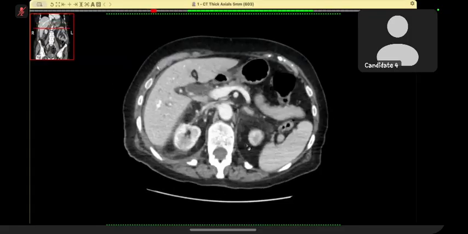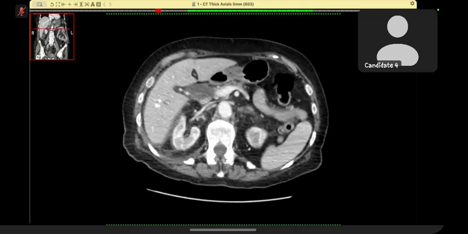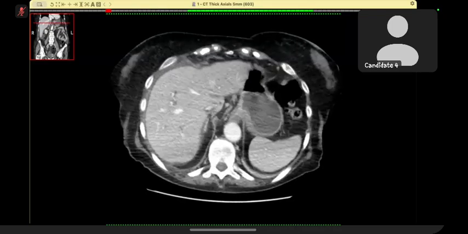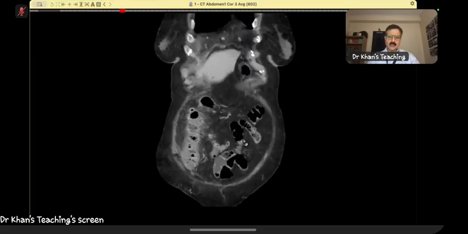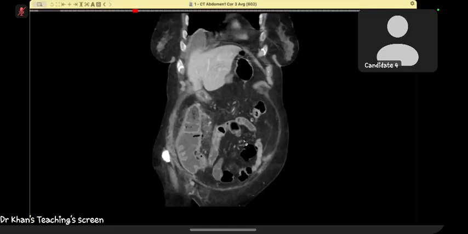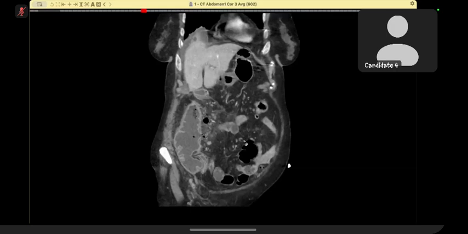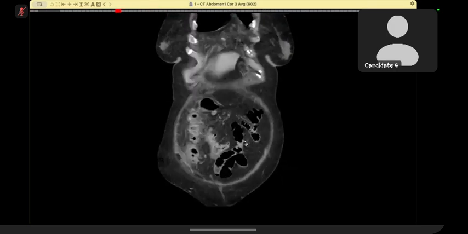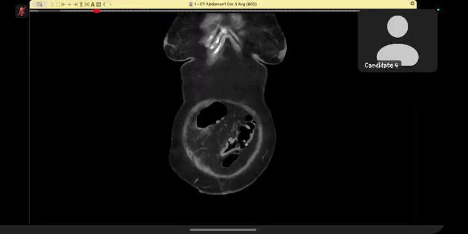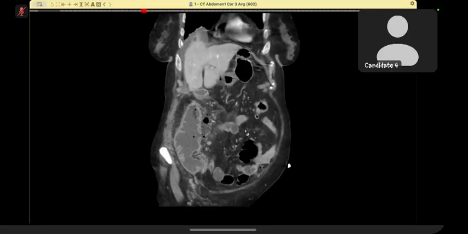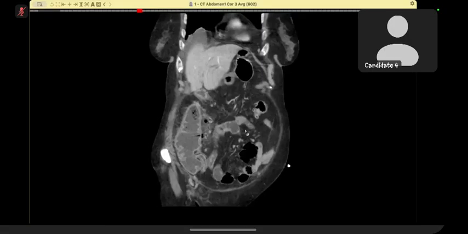Okay. So I would also like to see the coronal images. Just 1 second, please. Here you are. There are multiple incidental findings of diverticulosis, which is involving the transverse colon, and a few diverticula are also seen in the ascending colon, and there is marked thickening of the ascending colon and the cecum with enhancing walls. Terminal ileum is also slightly swollen and thickened.